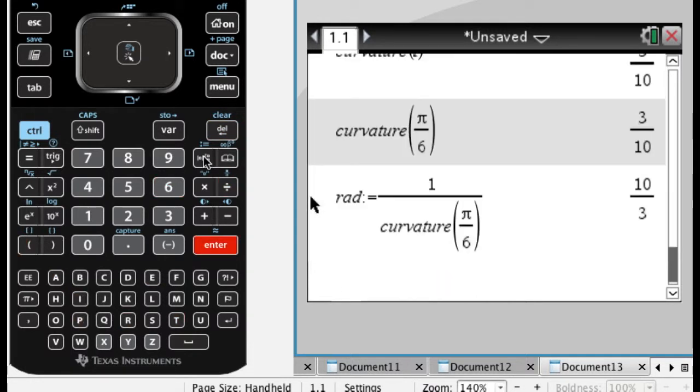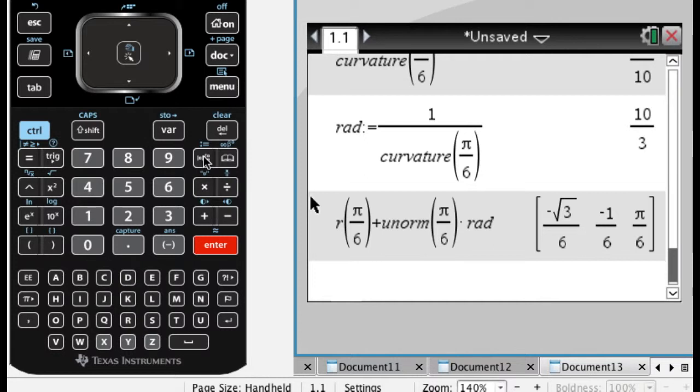So that's the radius. Now I'm going to start at the point that I know, which is r of pi over 6. That's the point that I know is on the osculating circle. And the center is always in the direction of the unit normal vector. So I'm going to move in the direction of the unit normal vector, and how far do I want to move? I want to move the radius, like that. So that gives me the center of the osculating circle.